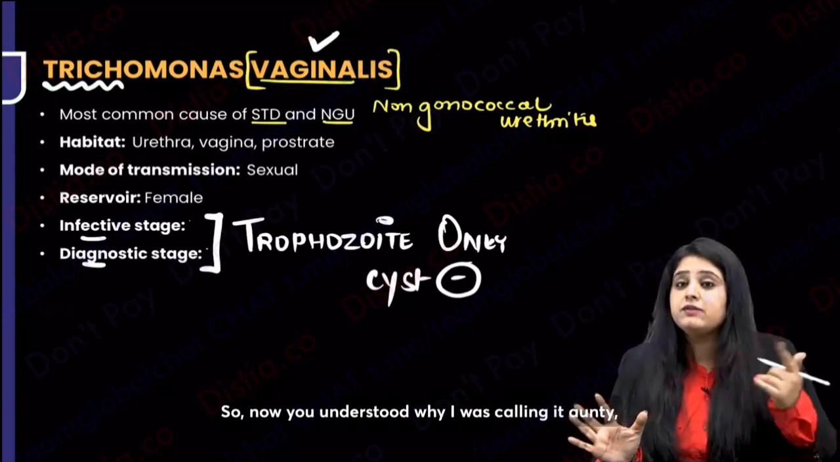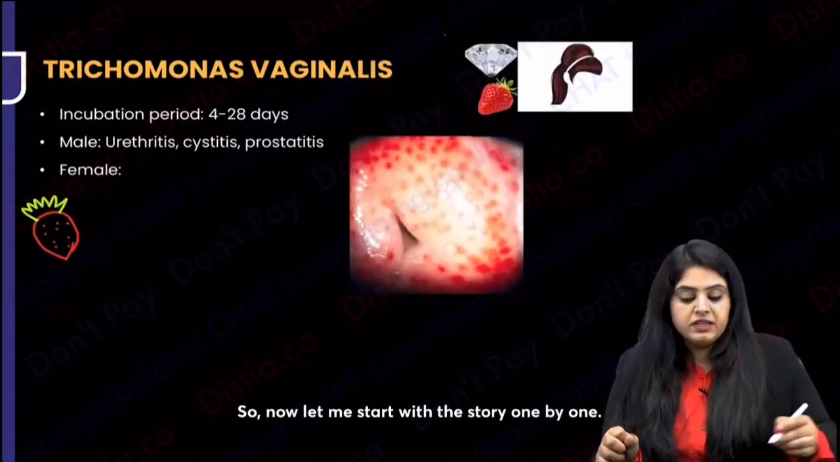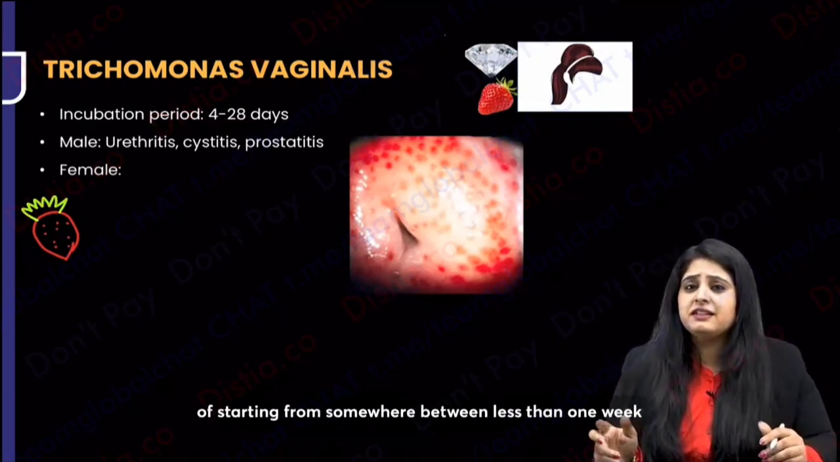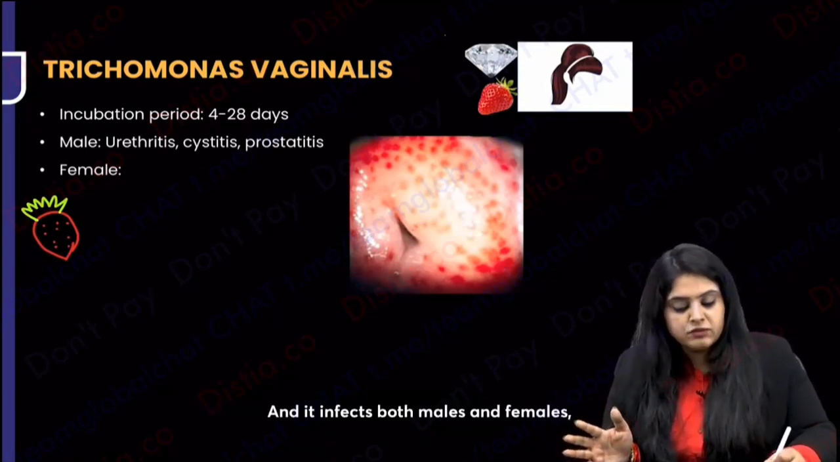So now you've understood why I was calling it auntie, fashionable auntie. So now let me start with the story one by one. Please remember, this is an incubation period of somewhere between less than 1 week to almost 1 month, 4 to 28 days. And it infects both males and females.